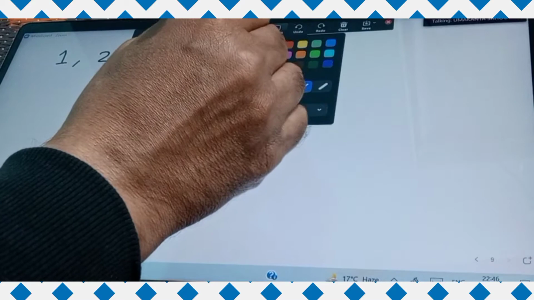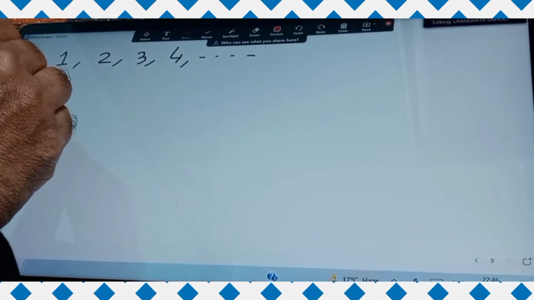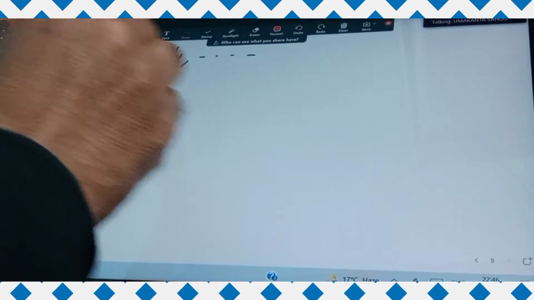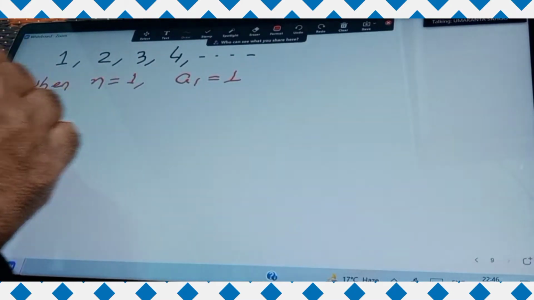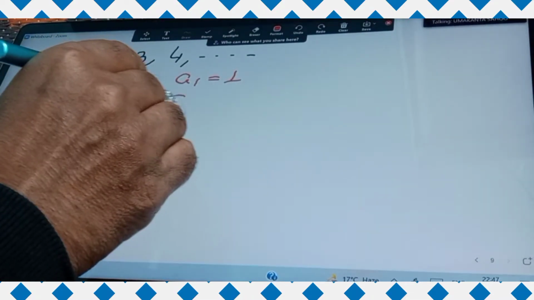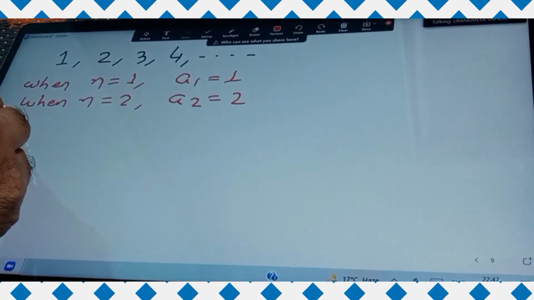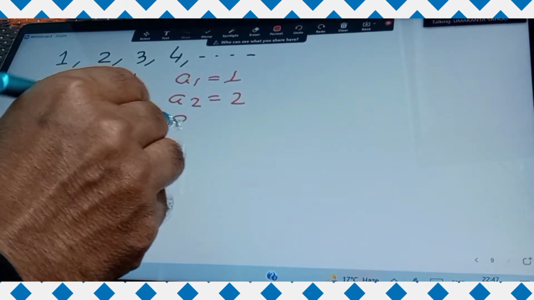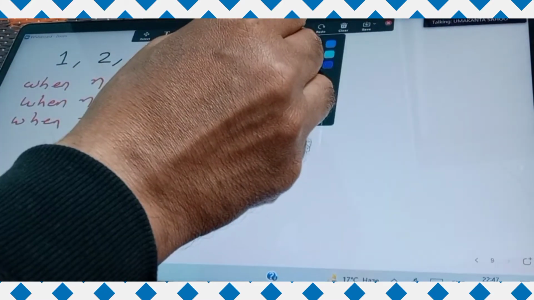If I ask you, what is the first term? When n is equal to 1, we get the first term, a1, which is 1. Similarly, when n is equal to 2, you get the second term, which is 2. Yes or no? Similarly, when n is equal to 3, we shall get the third term. What is the third term? 3.